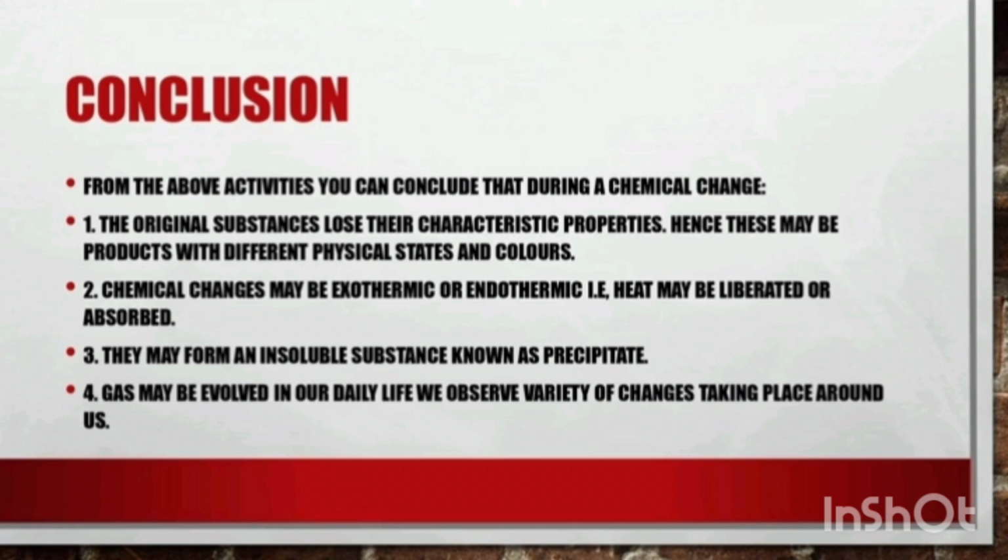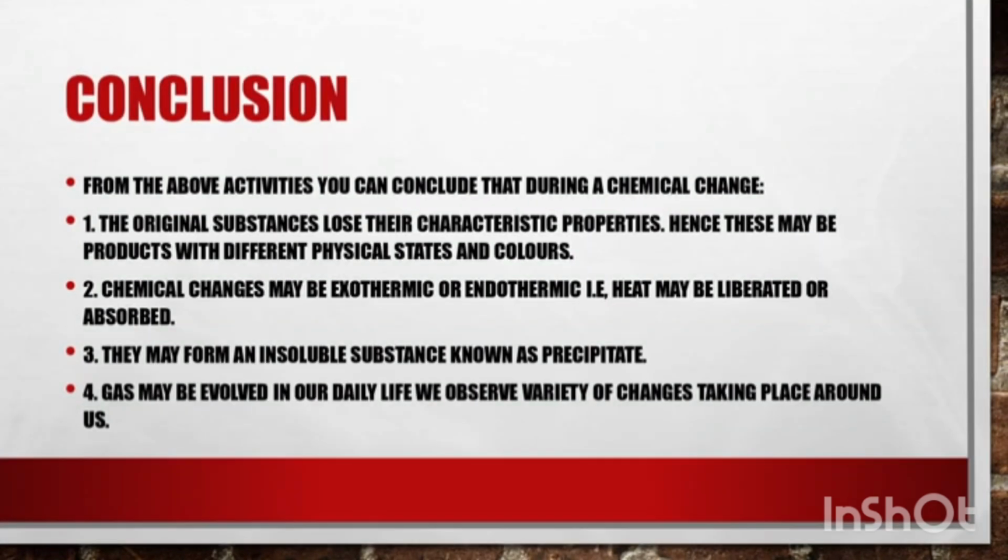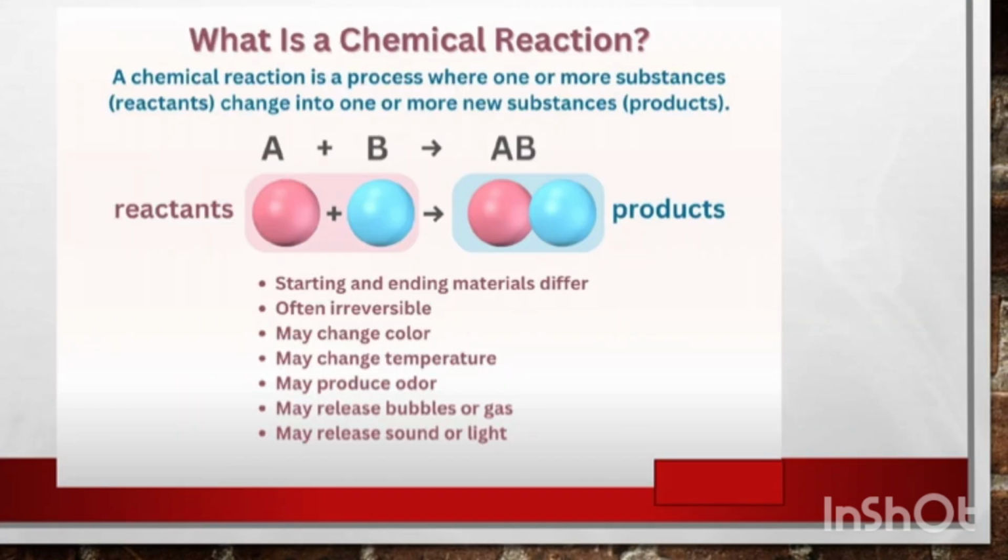They may form an insoluble substance known as precipitate, as we have seen in activity 2, right? When we are mixing sodium sulfate and barium chloride, an insoluble substance, white precipitate, is formed. In the last activity, we have seen gas may be involved. In our daily life, we observe a variety of changes taking place around us. Like in this activity, we have done zinc granules when we are mixing hydrochloric acid, and hydrogen gas has been released. So these are the things that can happen during a chemical change, right?